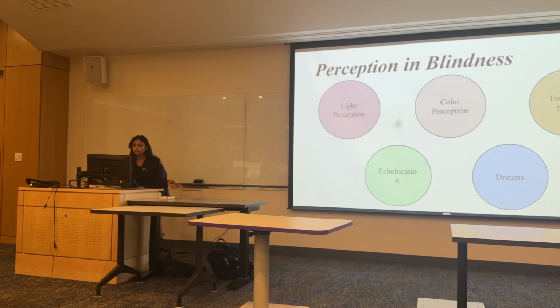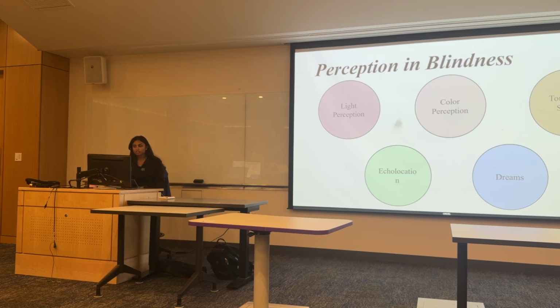So light perception: some blind individuals are still able to retain a degree of light perception. They may not be able to see different colors or minute details, but they can still perceive the amount or intensity of light. So that also helps them navigate a room and their surroundings.